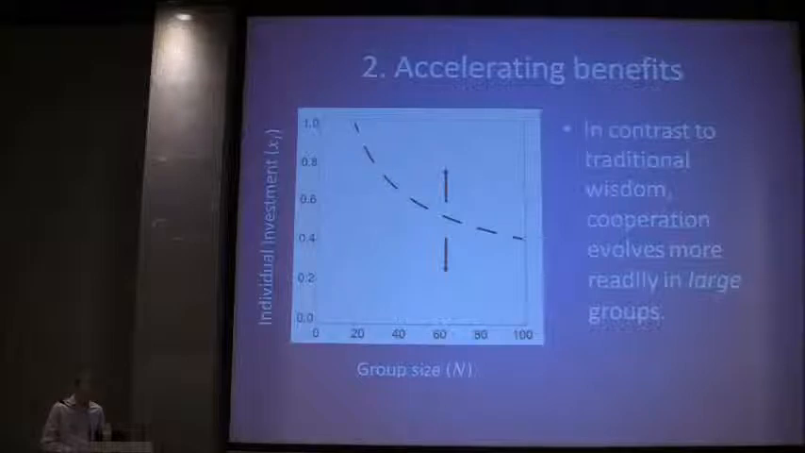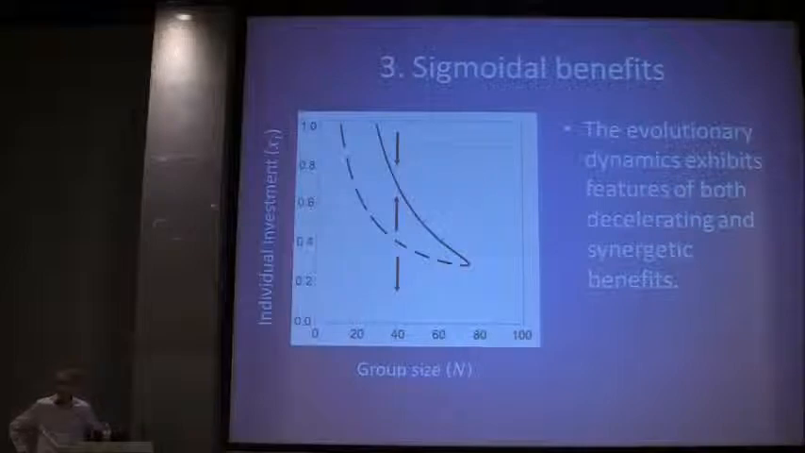We then looked at the sigmoidal benefit, and as one can guess, it combines aspects of both the decelerating and the accelerating. You see for smaller group size, it's the same as you see for the accelerating ones, the synergetic. For the larger, you see this other curve coming in, and it starts to look a bit more similar to decelerating benefits. And eventually, there is a bifurcation, and the population ends up in full defection.